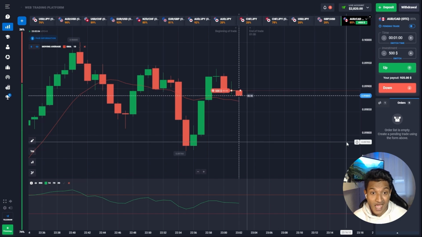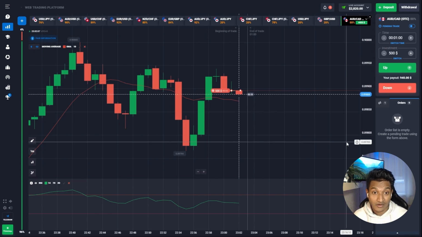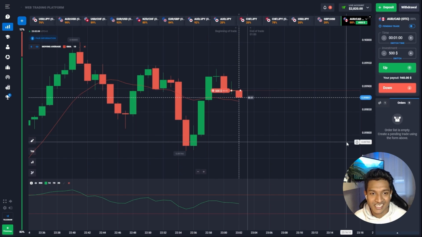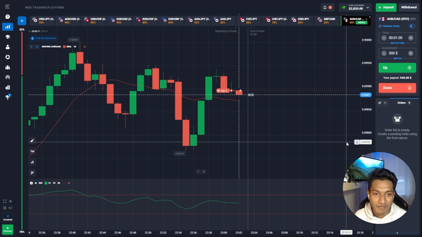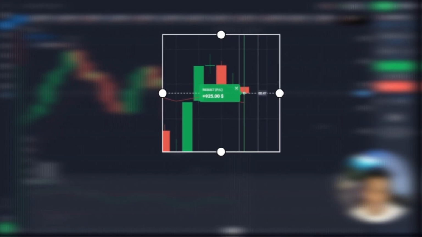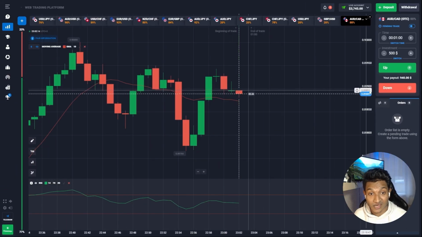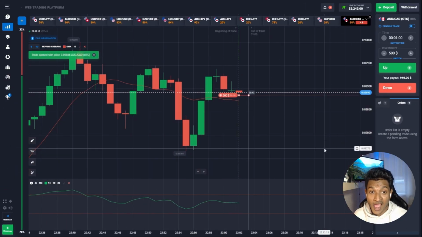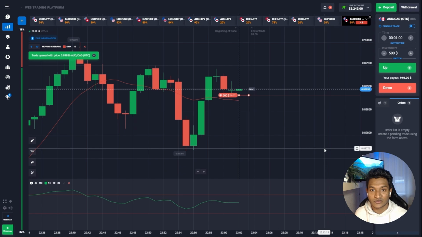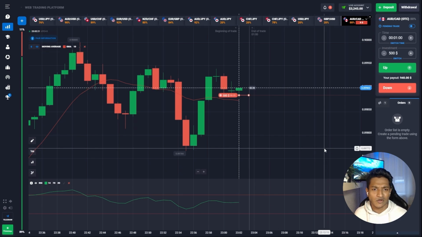Look at this, guys. The candle is going down. It means I'm going to make this money right now. Another $925, and the clean profit is 425. And let's push down. Follow the trend, guys. The trend is our friend as always.